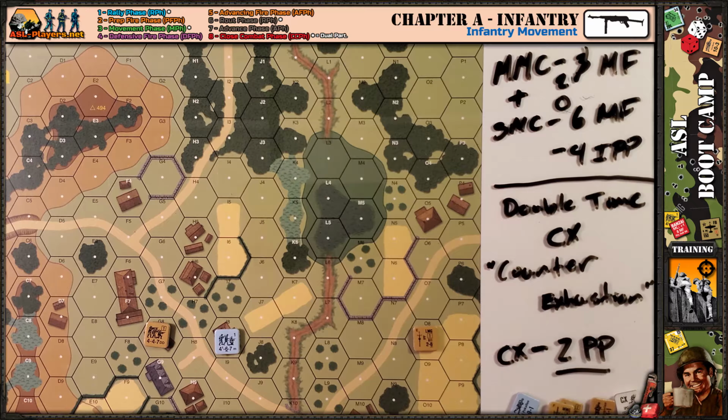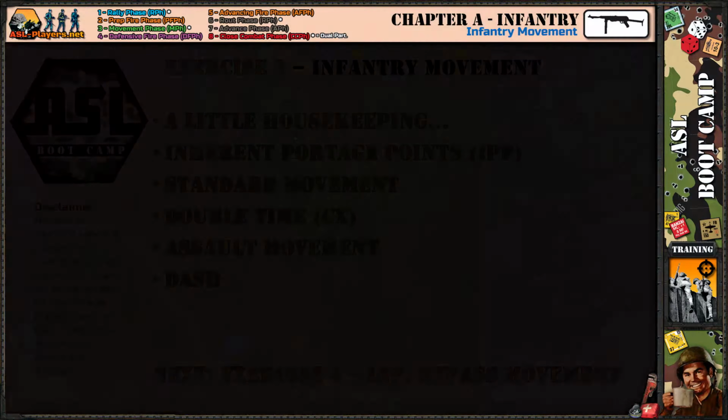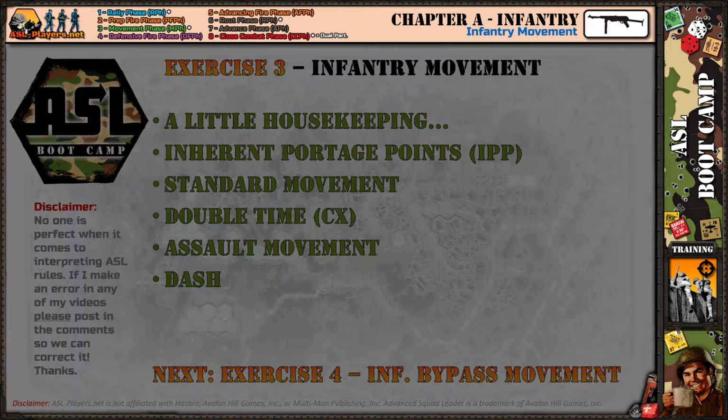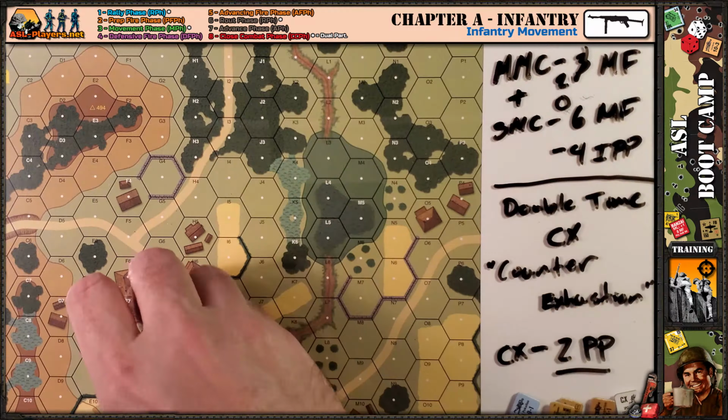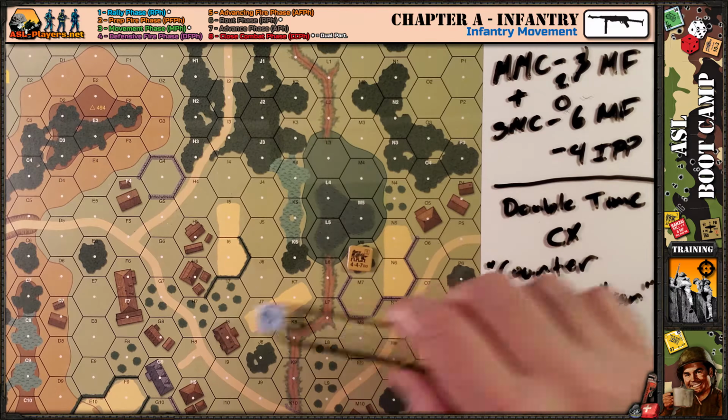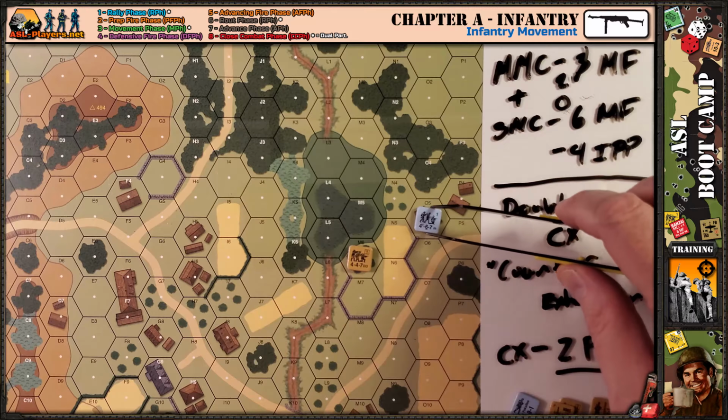Okay. Then finally, last thing I'm going to cover is dash, which is another special case. It's probably exactly as you imagine it to be, and you can only do it in certain situations. Let's see if I can find a good place on the board. Yeah, let's try this.